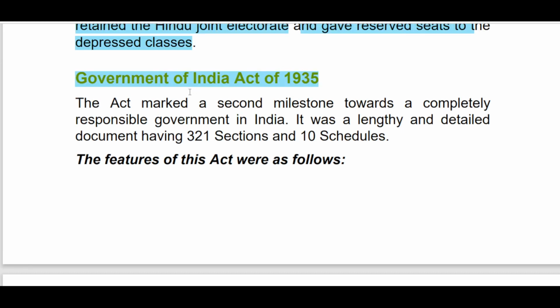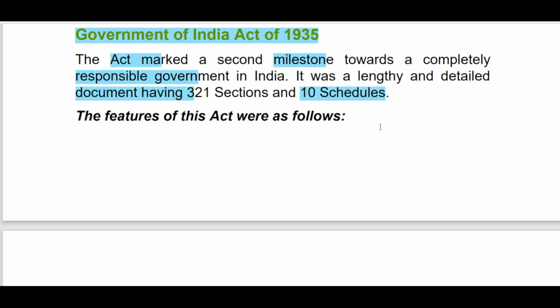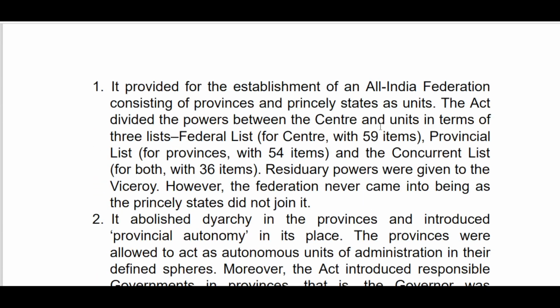This act marked a second milestone towards a completely responsible government in India. It was a lengthy and detailed document. It was having 321 sections and 10 schedules. Features of this act were as follows.